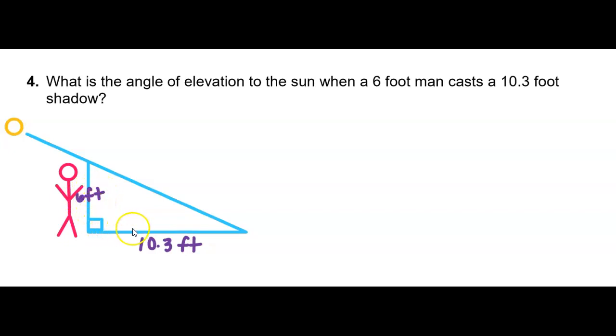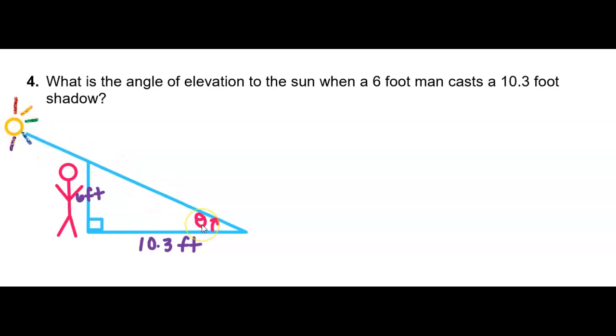And the question is, what is the angle of elevation to the sun? So this little circle up here is actually my sun. The angle of elevation is always measured from horizontal. So they are talking about this angle from the bottom, from horizontal looking up. That would be angle theta that they're wanting to know, what is the angle of elevation to the sun.